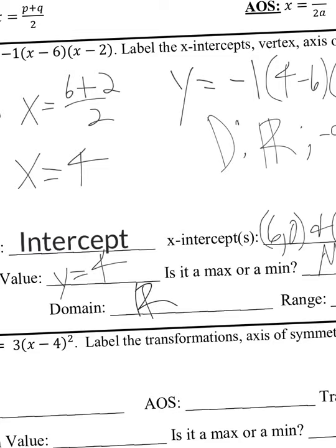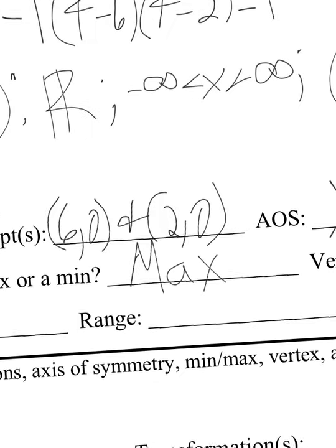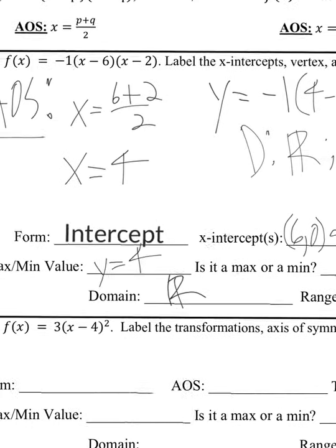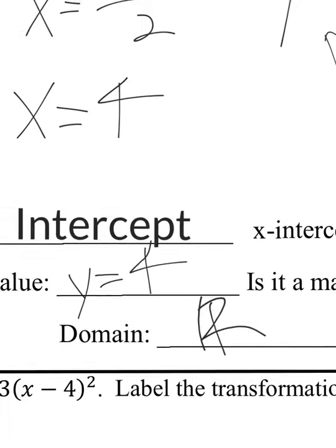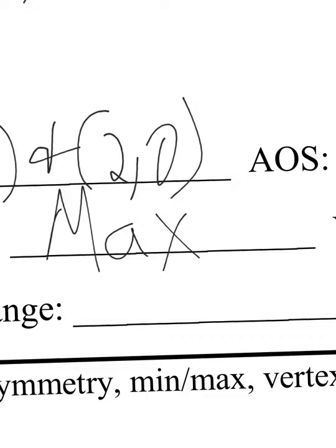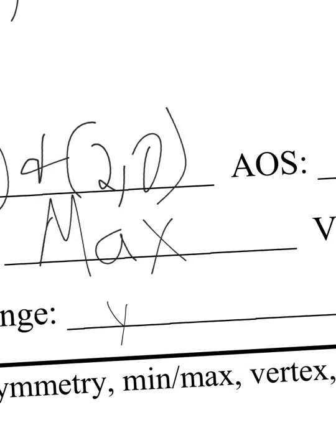The range, we had a max point of 4. It was opening down. That's why it was a max point. So 4 is the highest value you can get. Then it's just going down forever. So for the range, I can say y is less than or equal to 4. All right? That's inequality notation. You could say in interval notation, parentheses -infinity would be the smallest value, and then 4 would be the highest value. So either one of those would be acceptable, okay?